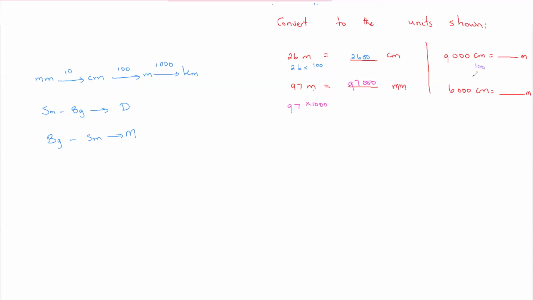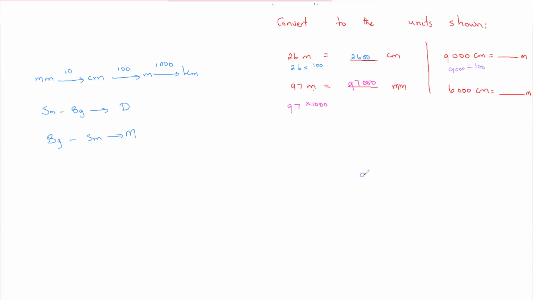Do we multiply or do we divide? So we're moving from centimeters to meters. Centimeters is smaller than meters, so we're moving from a smaller to a bigger. Smaller to bigger, we divide. So for this one, we have to divide 9,000 by 100.